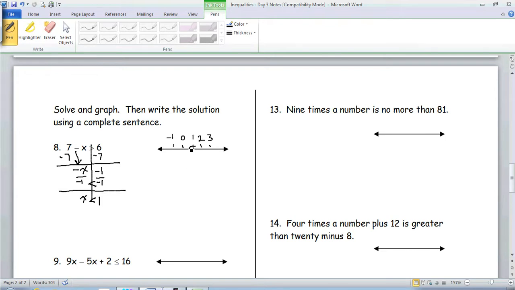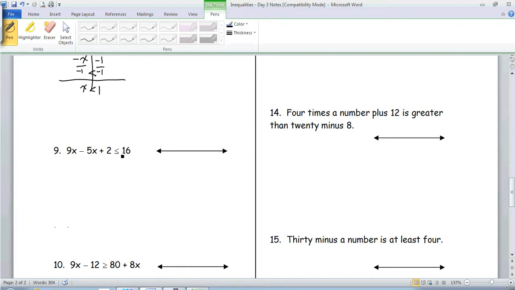Since it has no equal sign with it, we put an open circle, we draw our line, thus. All right. Here we have to combine like terms. 9x minus 5x gives us 4x plus 2 is less than or equal to 16.